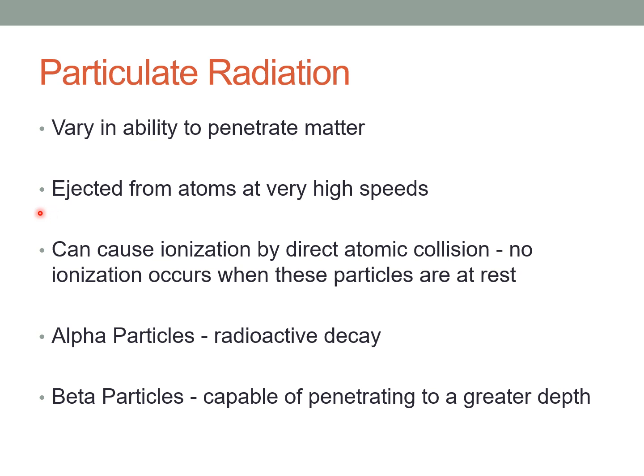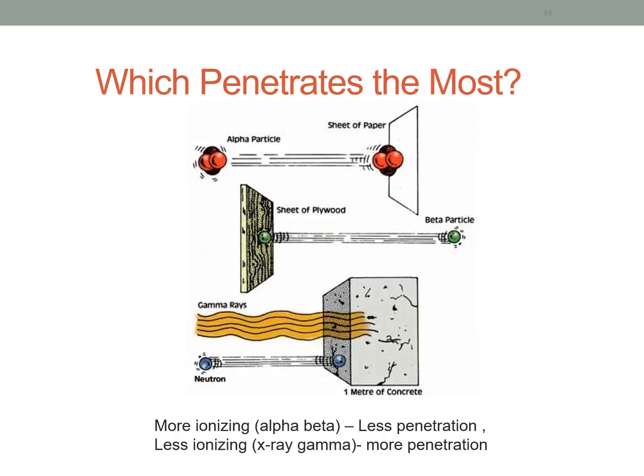Particulate radiation ejected from atoms at very high speeds can cause ionization by direct atomic collision. No ionization occurs when these particles are at rest. Alpha particles come from radioactive decay. Like I said earlier, this has to do with nuclear medicine. Beta particles are capable of penetrating at a greater depth. So alpha particles cannot penetrate, but remember for nuclear medicine, they actually inject or ingest those particles. So that's why it's dangerous once it's inhaled or injected.